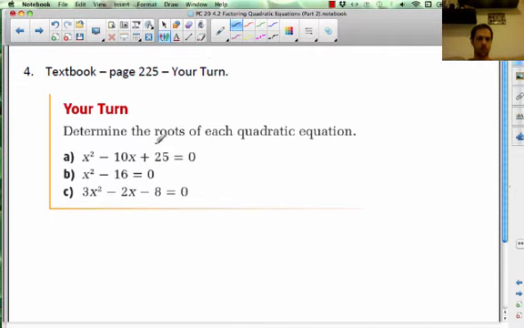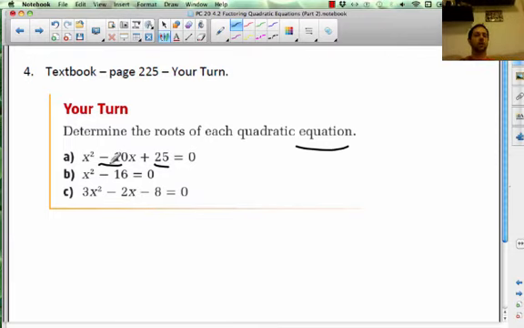So this one, now we have equations. You can see that there's an equal sign in them, and they're set equal to 0 in each case. So let's start by factoring. We're going to learn about something called the zero product property here. So x squared minus 10x, so there's your sum. Your product is plus 25.